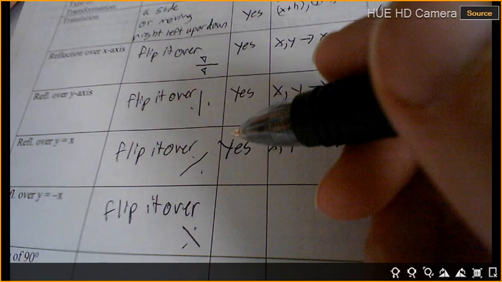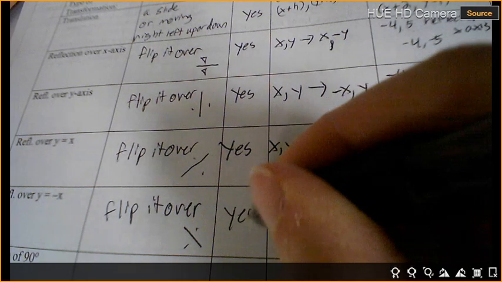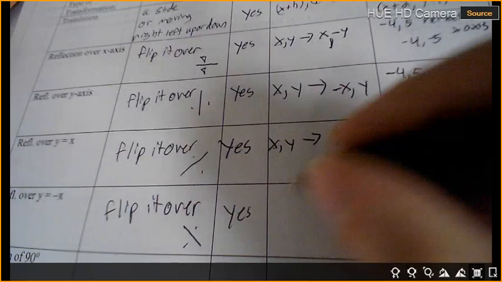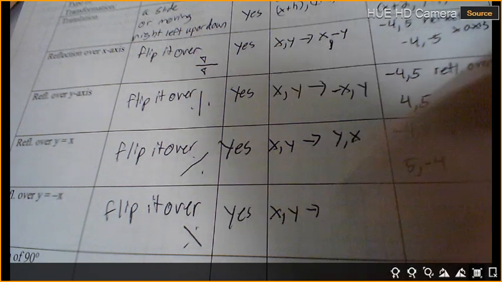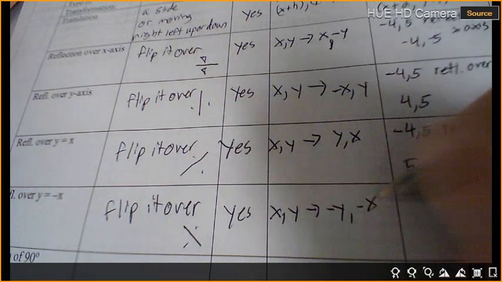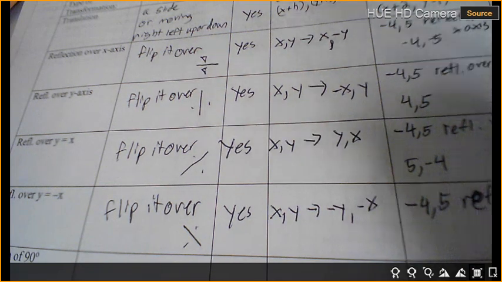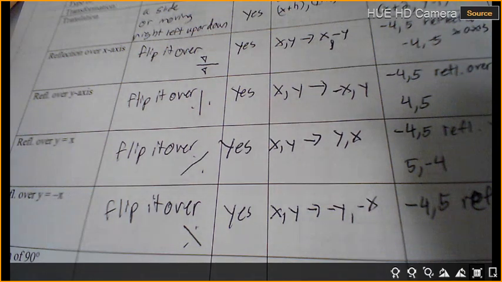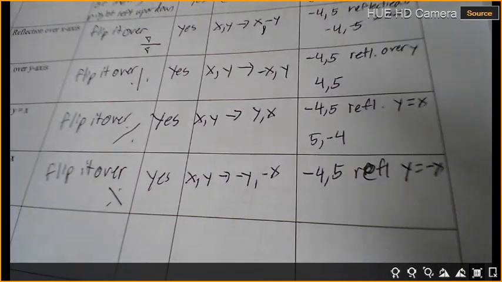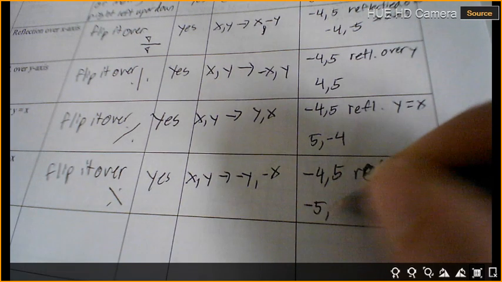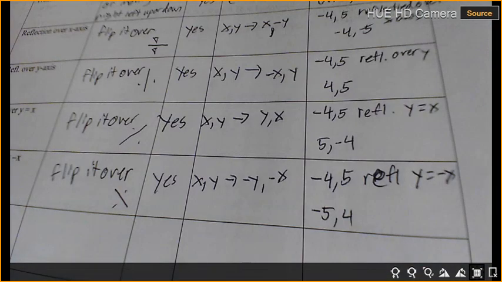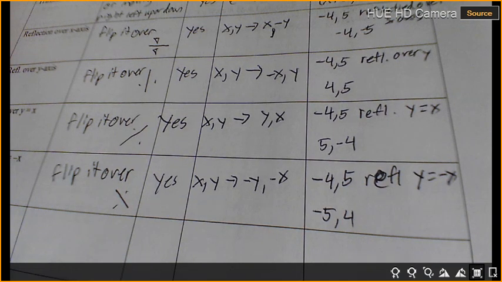So when we reflect over y equals negative x, yes, it's still rigid. We go from x comma y to negative y comma negative x. So again, if we use that same example, negative 4, 5, and we reflect over y equals negative x, then I'm going to get negative 5, 4. How you feeling about this? Some are good, some are not good. Okay.